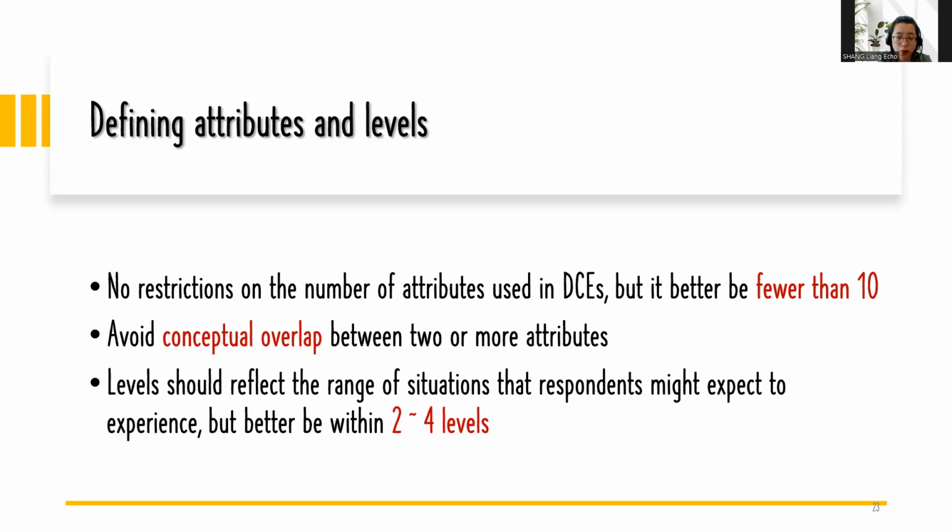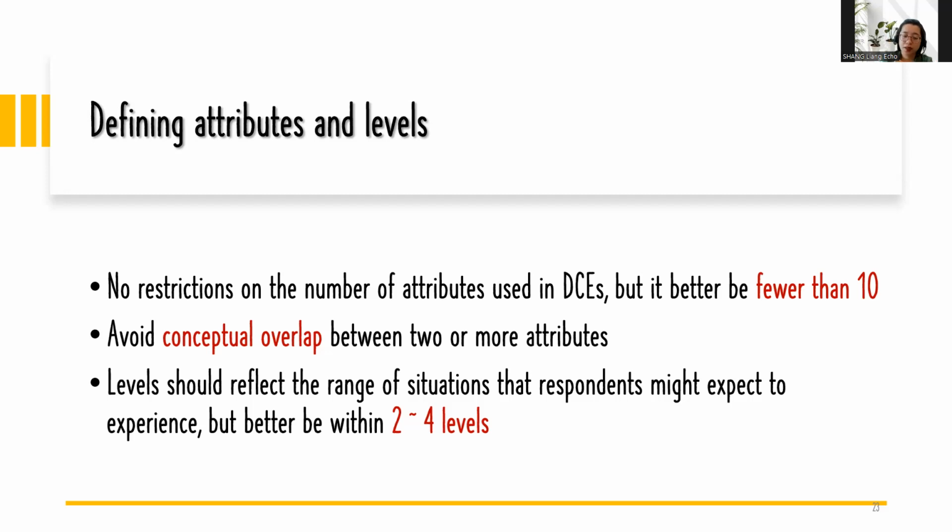The second principle is that we should try to avoid conceptual overlap between two or more attributes. Sometimes when we identify attributes, some of them may look very similar, or they overlap in terms of their concepts, in terms of their meaning. These can easily confuse our respondents, and we will not be able to isolate the effects of that one particular attribute from other attributes. So we should try our best to make sure that there is no conceptual overlap between our attributes.